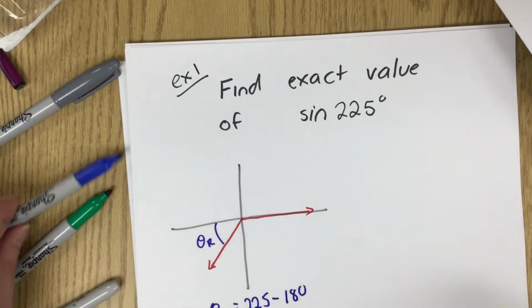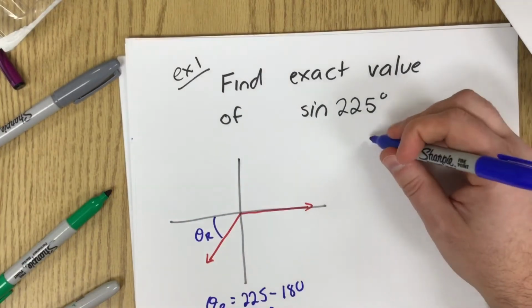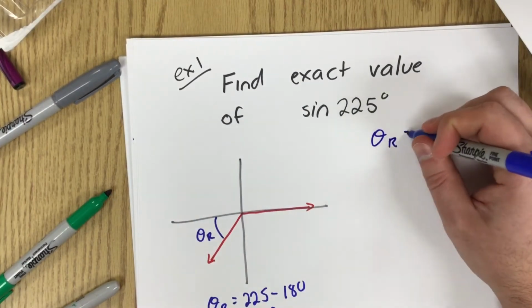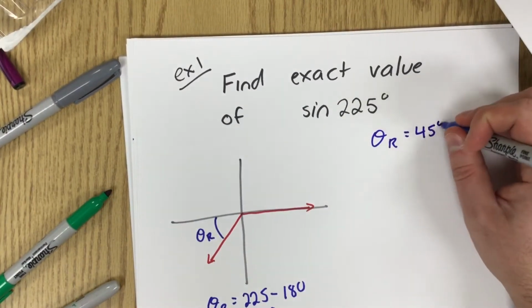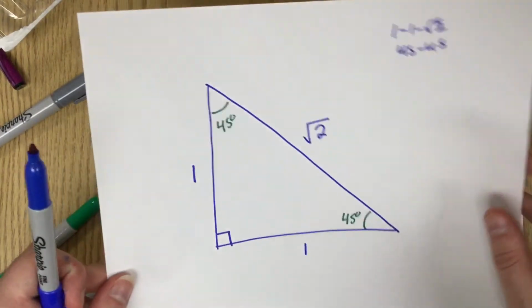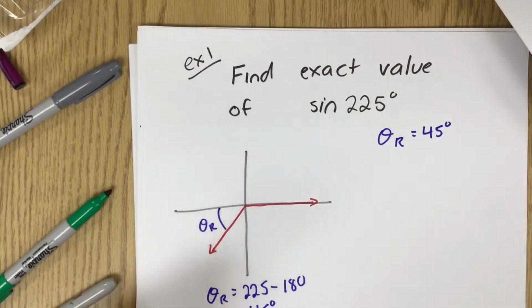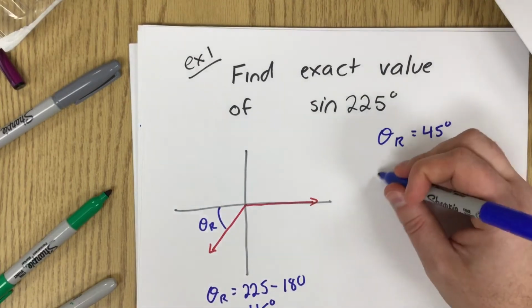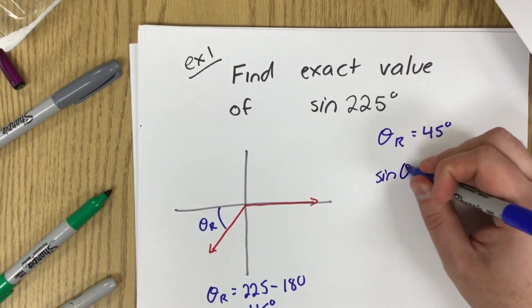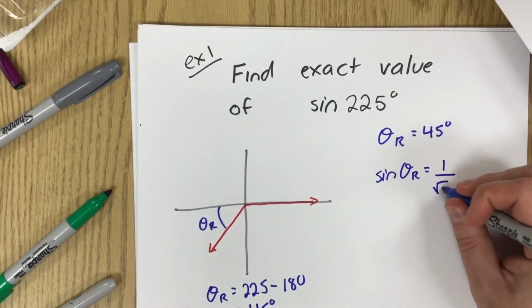So what that tells us is that the related acute angle is 45 degrees. Now, we may remember from our special triangles, remember these guys, that the sine of 45 degrees is 1 over root 2. So the sine of our related angle is 1 over root 2.